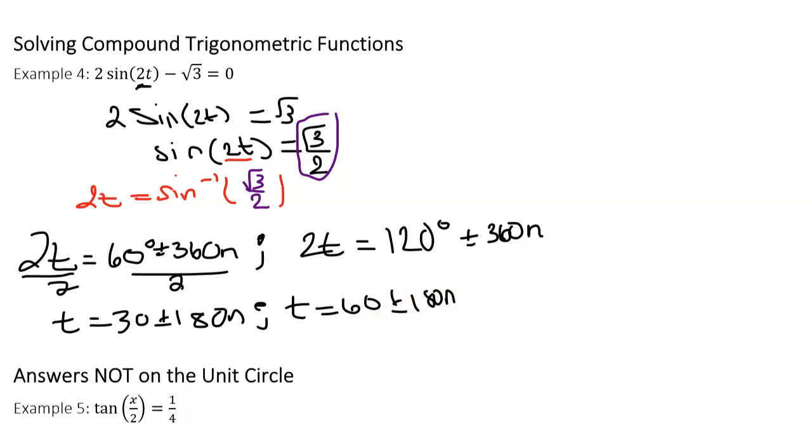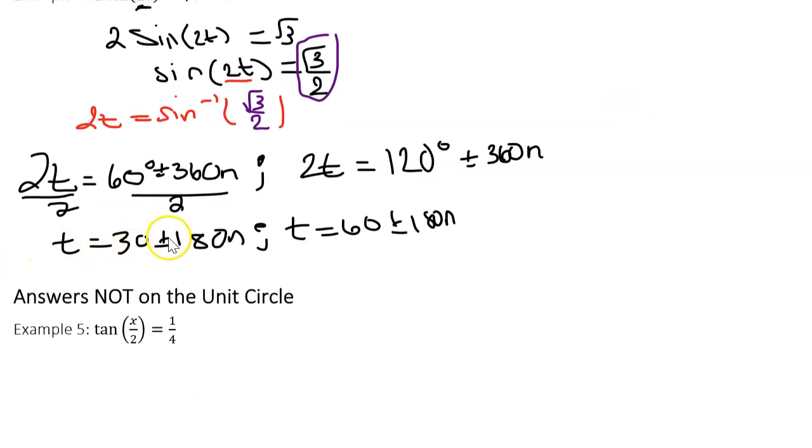It just has one additional step with one word of caution: make sure you include the plus or minus 360n before you divide by 2. You actually want to do that even if you're not solving for all real numbers, because you may find additional solutions from 0 to 360 that you wouldn't have caught beforehand. For example, 30 plus 180 is 210, which is on the unit circle, and 60 plus 180 is 240, which is on the unit circle.